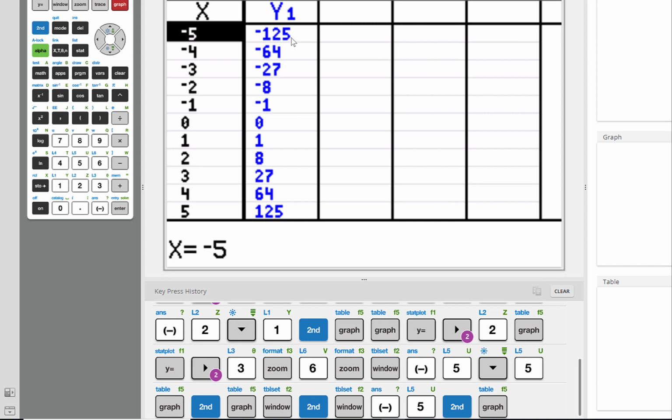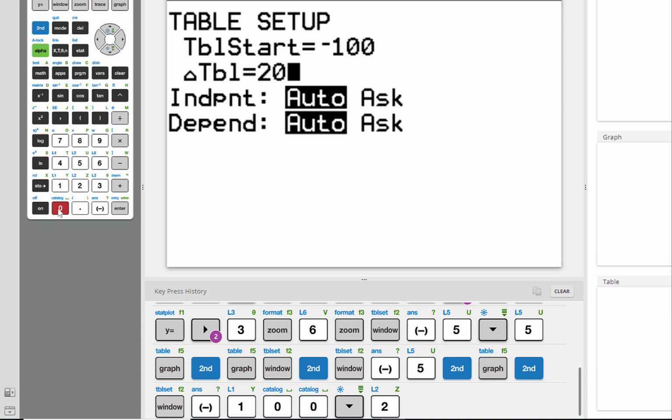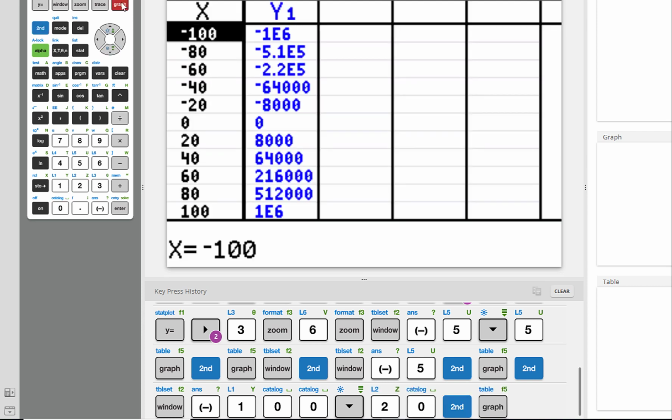So for this one, if we go to -5, you can see what's happening to the values, but let's go even larger than that. Why don't we have the table start at, let's say, -100, and increase the increment of change to increments of 20. How about now? Can you really see that difference? Look at what's happening with these table of values. The larger x gets, look how big y is going to get. And the smaller x gets, look how small y is going to get.